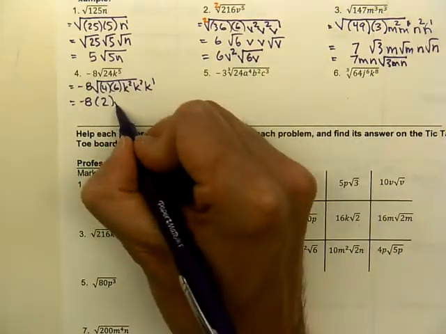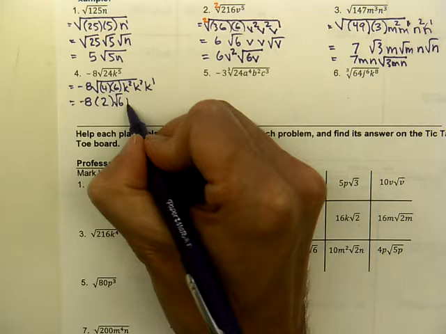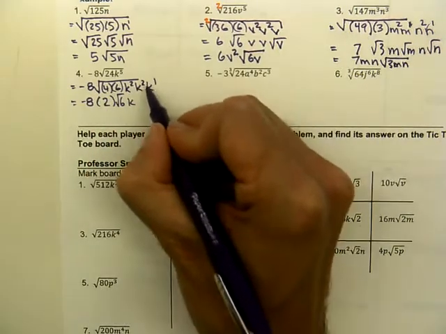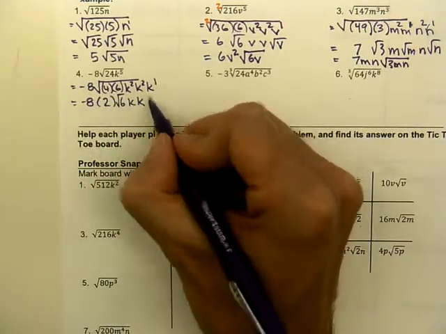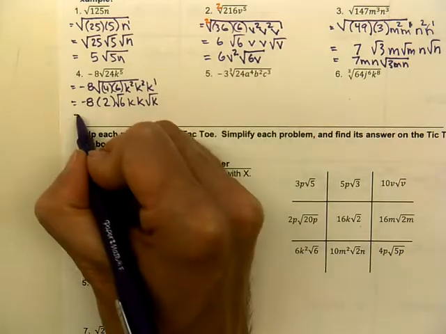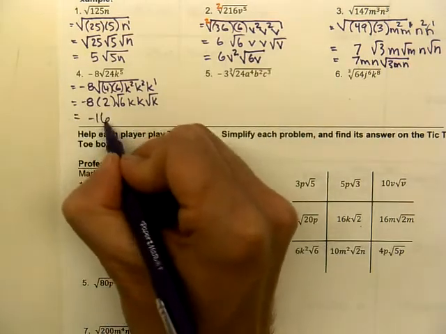The square root of 6 remains root 6. The square root of k squared is k. The square root of the next k squared is also k. And the square root of k to the first power is root k. So to clean it up, put your integers out front.